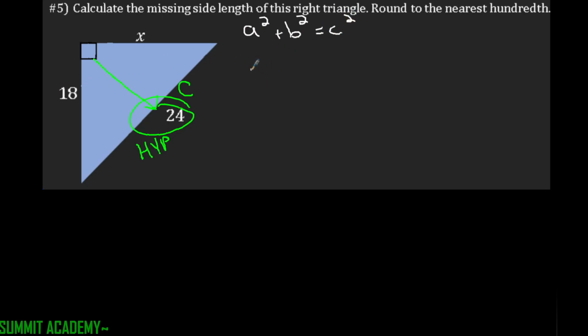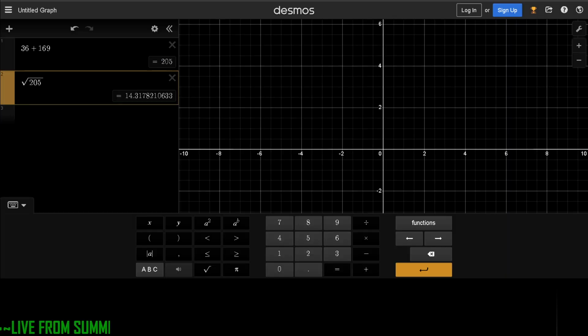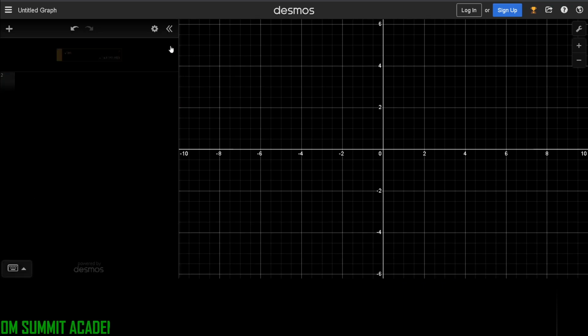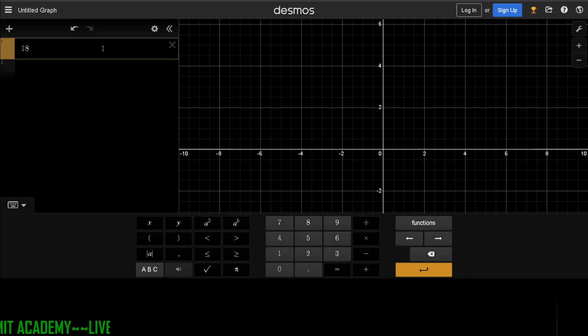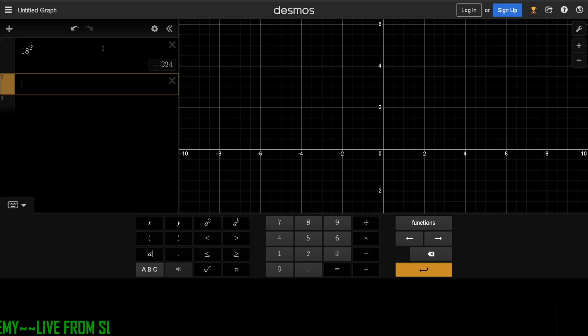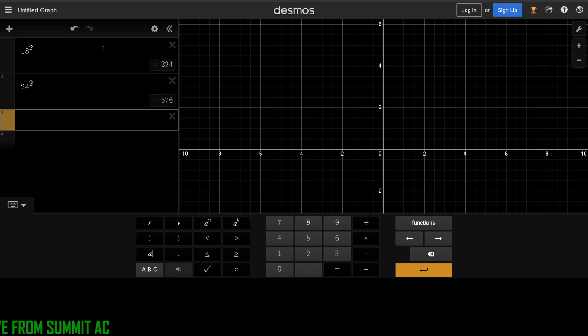Plug in my values. Let's let that be a. So I have x squared plus 18 squared is equal to 24 squared. Again, be mindful where you plug those in. I have to have that side length c be where the hypotenuse is. Make sure you can multiply it out. Let me pull up our wonderful Desmos calculator. I have 18 squared, I have 24 squared, and I need to subtract both sides.